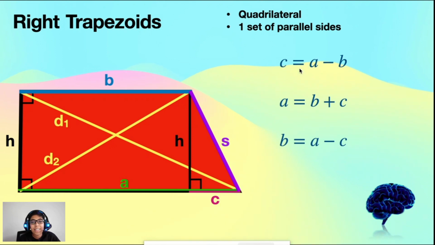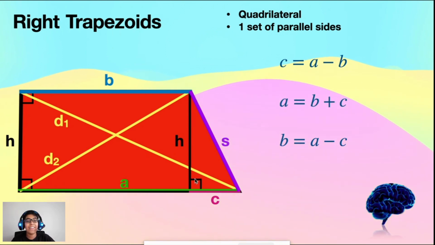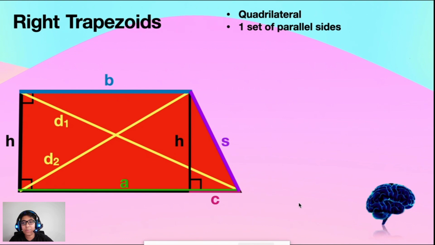Makes sense. And we have A equals B plus C. Basically the reverse of this. Also makes sense. And B equals A minus C. Again, pretty much the same thing. Okay, A, B, and C. Those are pretty simple.